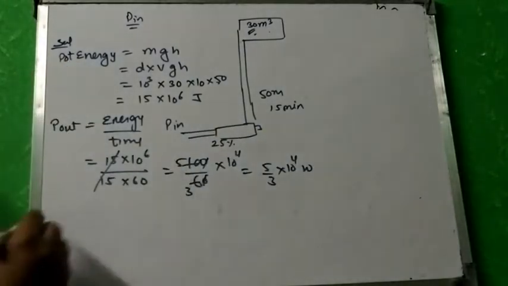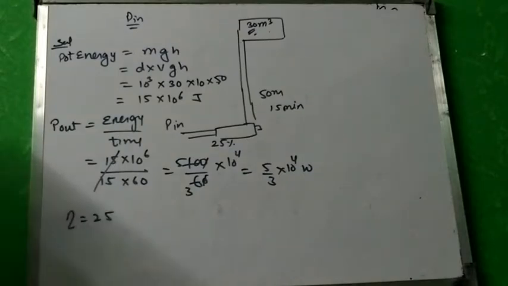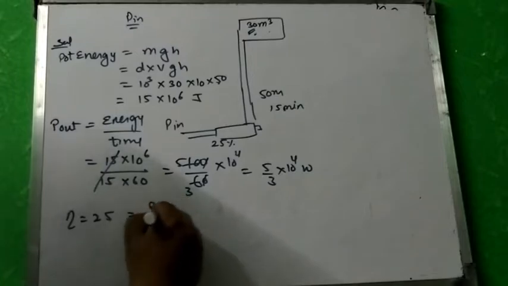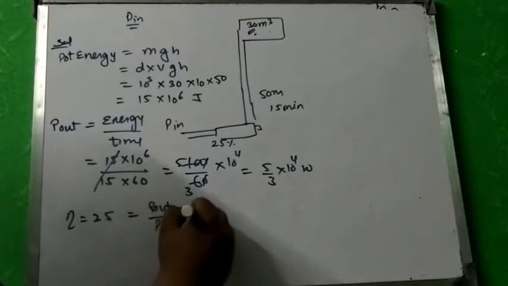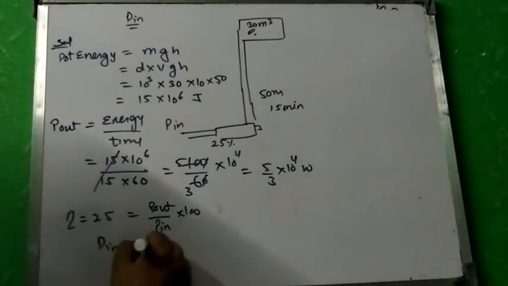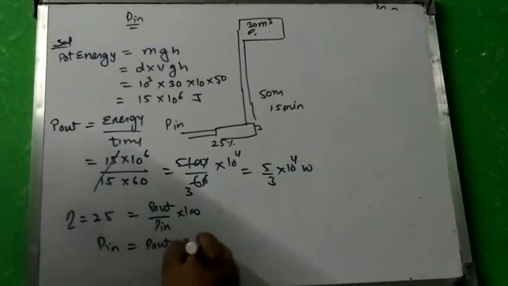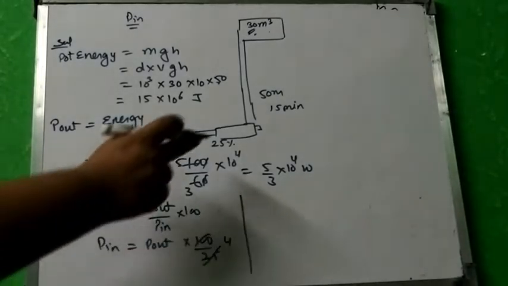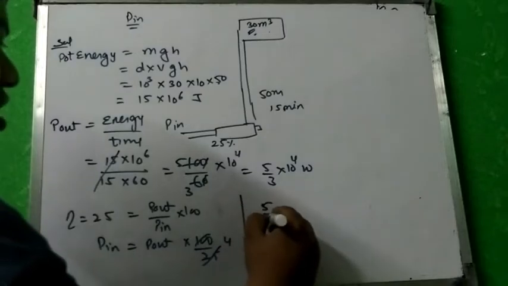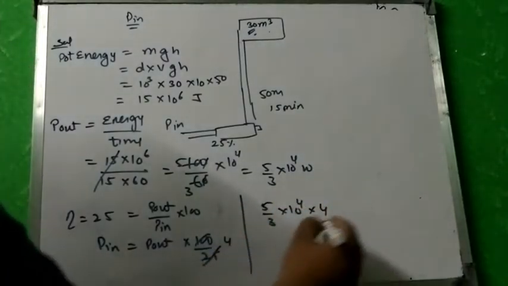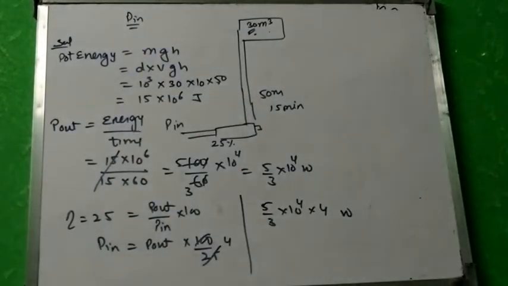Now, what was the efficiency? Efficiency is given to you 25%. But efficiency is the ratio of output power to the input power into 100%. So input power is output power upon 100 into 100 upon 25. So output power is 5 by 3 into 10 raised to power 4 into 4. That's the input power.